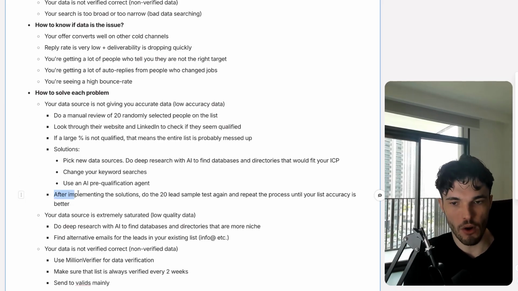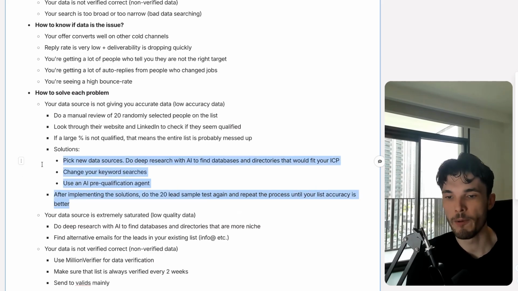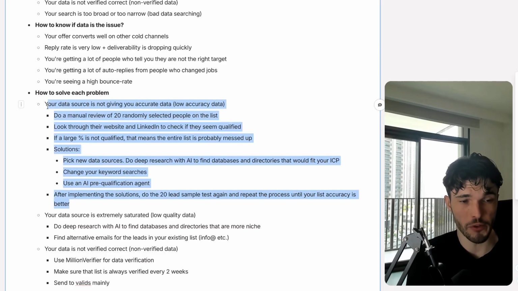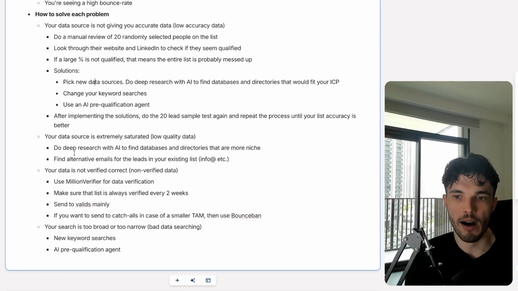So after implementing all of these solutions that I just spoke about, again, you want to redo the 20 lead sample test from above, and then basically repeat this process until your list accuracy is better. This is a system where if you actually do this, eventually you're going to have a good list to use.